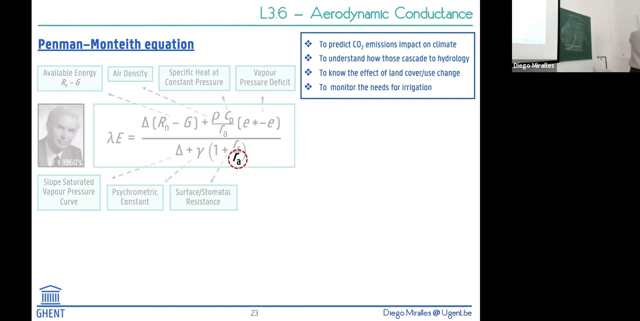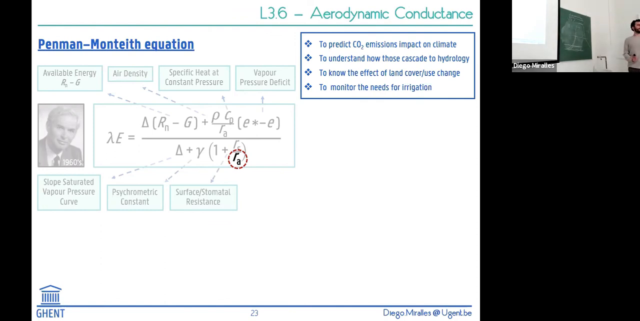Again, our favorite equation. We have pretty much everything that we need now in the Penman-Monteith equation to understand it and to derive it. The thing that we need to get our heads around today is this RA, which is the aerodynamic resistance. Everything that we have done up to this point was needed for you to understand what we are going to do next.